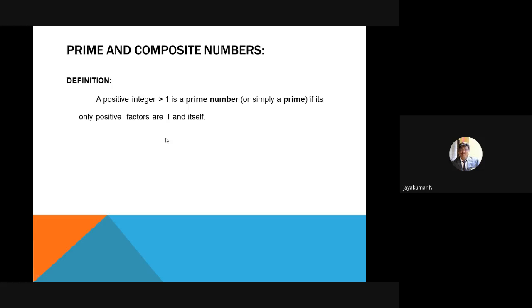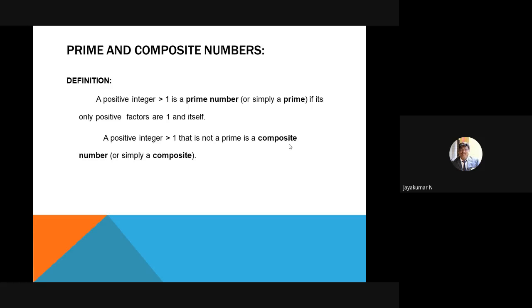What about the composite number? A positive integer greater than 1 that is not a prime is a composite number. So I can classify the set of all positive integers: if the only factors are 1 and itself, it belongs to prime numbers. Otherwise, it belongs to composite numbers.